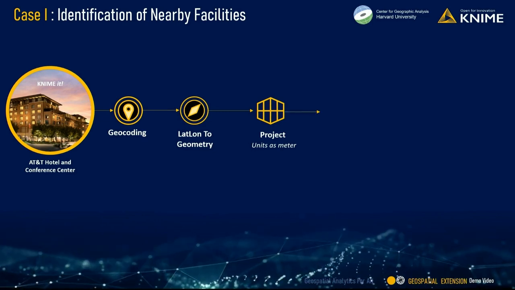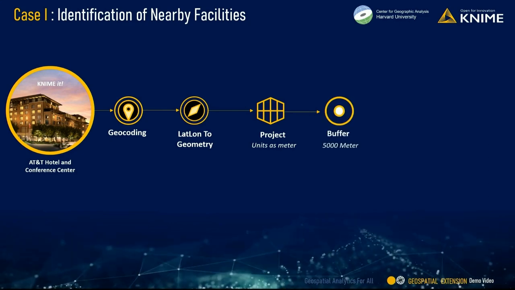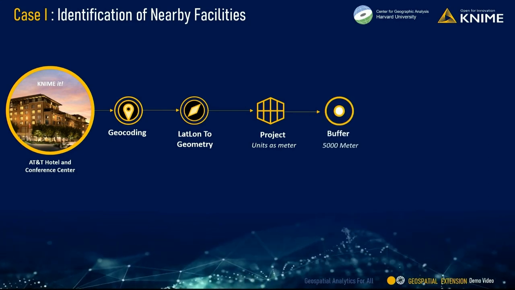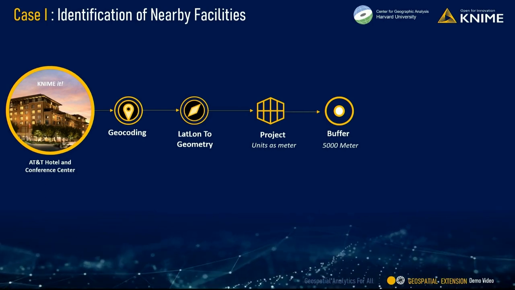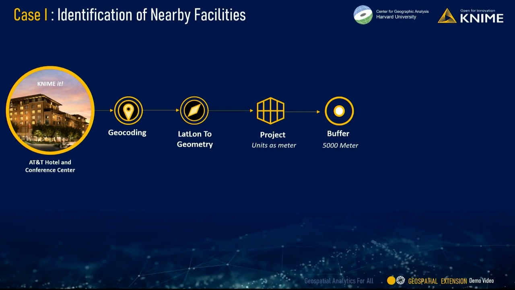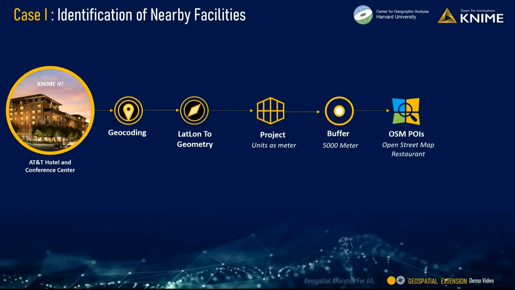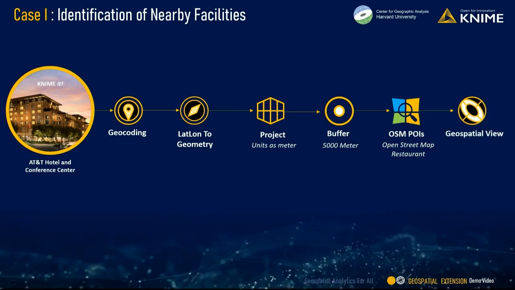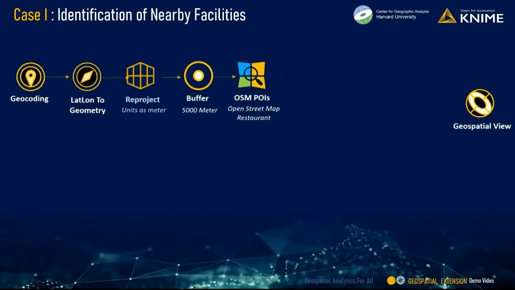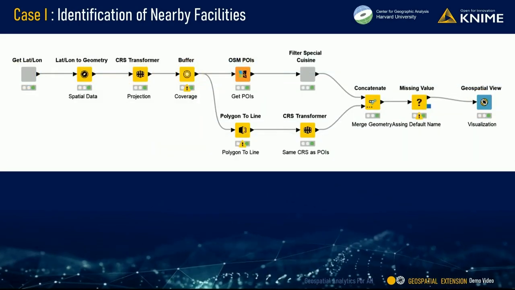If we want to know the restaurants within 5 kilometers, then a tool will generate a circle with a 5 kilometer radius based on our location, which works as a boundary to query the points of interest data from OpenStreetMap. The final tool, Geospatial View, will enable us to see the detailed information of such restaurants. This is a theoretical workflow for this task.